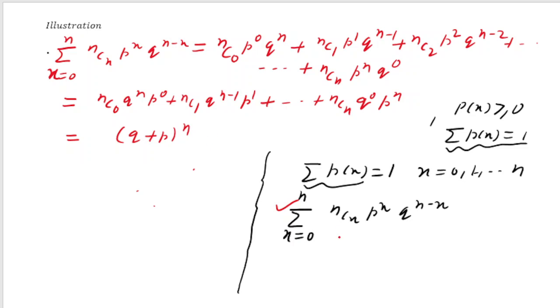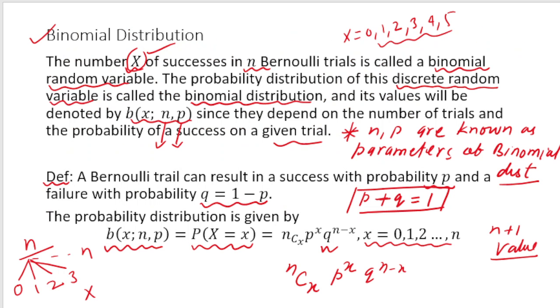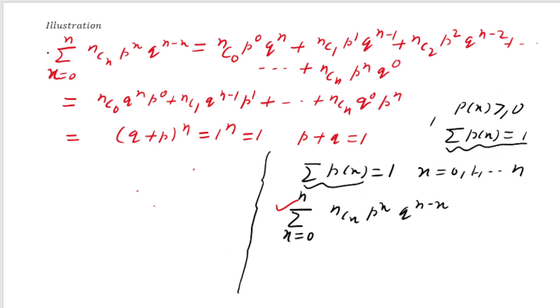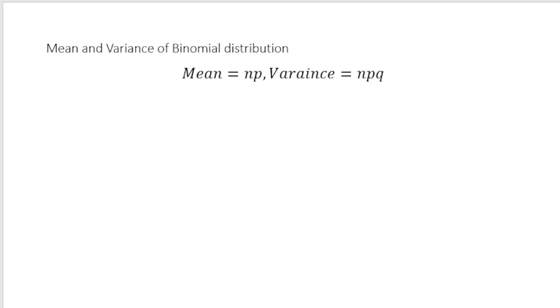And since we know that in the case of a Bernoulli distribution, the probability of success plus the probability of failure is equal to 1, because there are only two possibilities, so 1 to the power N is equal to 1. So it means that the formula that I have given is verified, that it can be considered a binomial probability distribution.